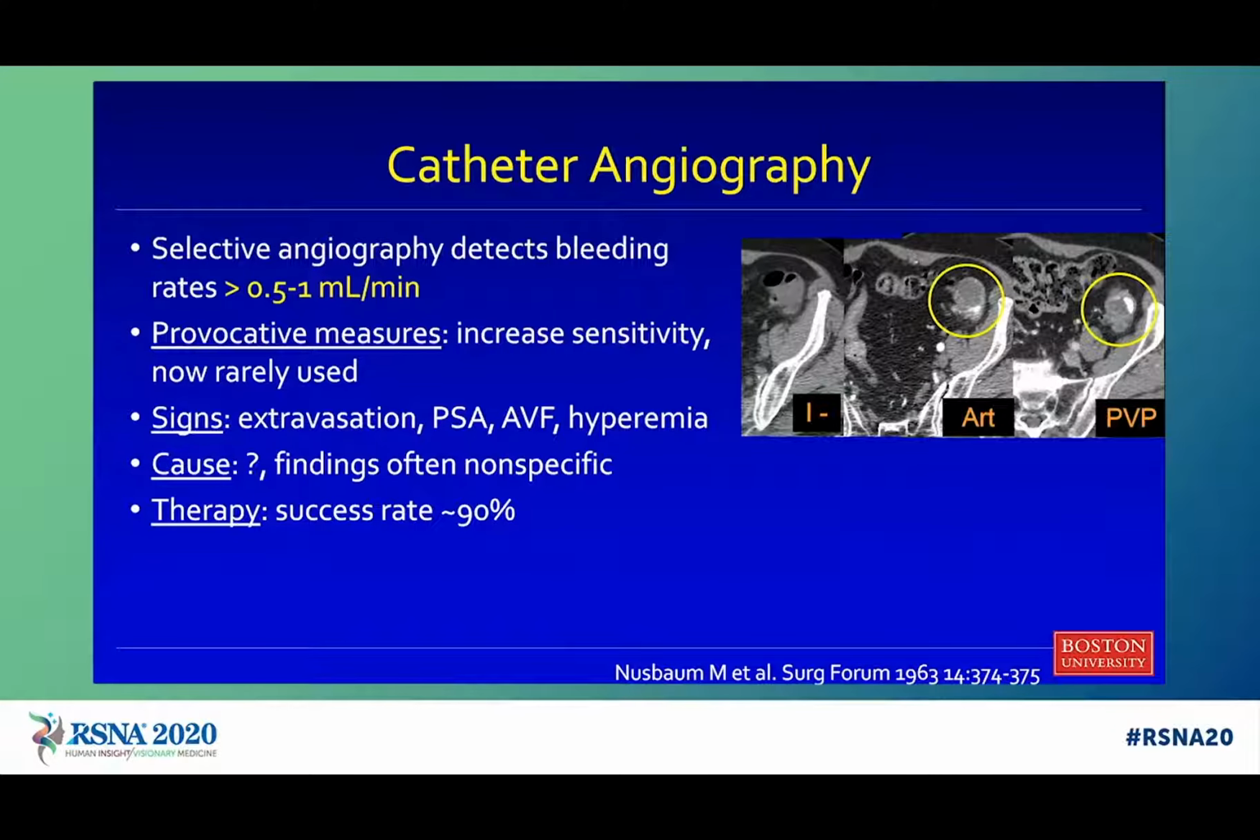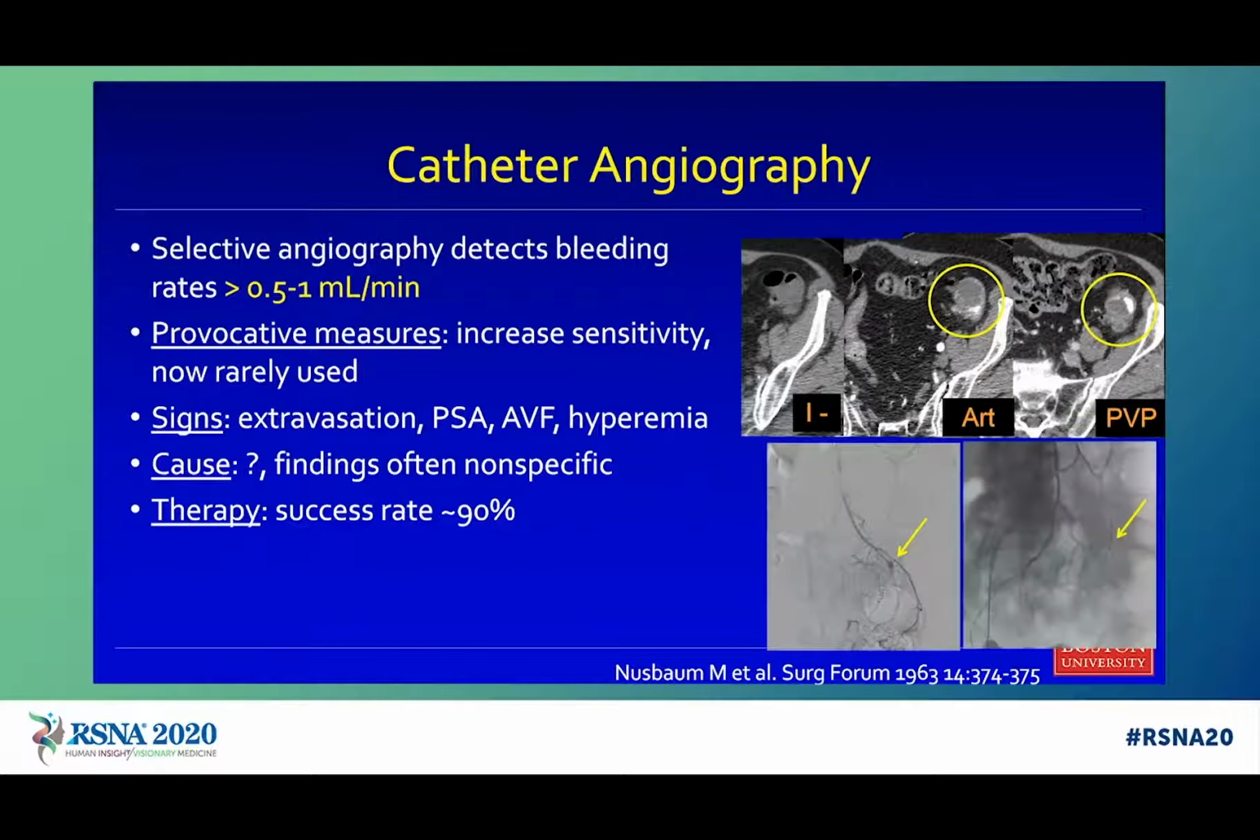Catheter angiography detects bleeding at rates listed here. There are provocative measures which can increase its sensitivity, but they are rarely used. At angiography, extravasation, pseudoaneurysms, AV fistulas, and hyperemia can be encountered. The findings, however, are often nonspecific, and the ultimate cause is often unknown. Embolization is very successful. This is a patient with diverticular hemorrhage that went to catheter angiography and was embolized.